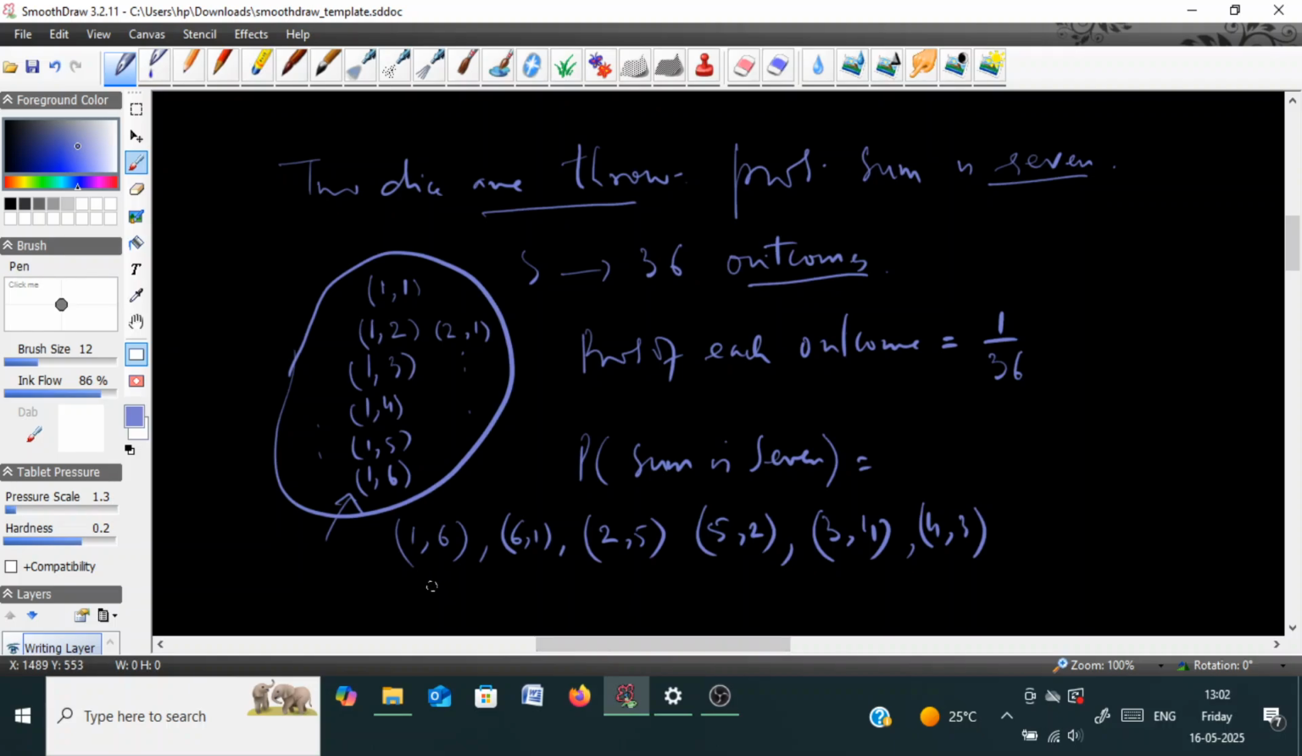So you have to add their individual probabilities, which gives the probability that the sum is 7. That is 1 by 36 plus 1 by 36 plus 1 by 36, and so on, 6 times. You will get a probability of 6 by 36, which makes it 1 by 6.